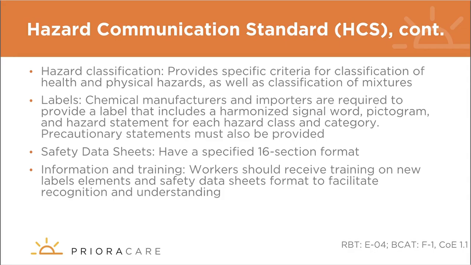Also, the HCS made updates to the safety data sheets, in which they have a specified 16-section format. Finally, the HCS has guidelines on information and training, which states that workers should receive training on the new labels, elements, and safety data sheets format to facilitate recognition and understanding.